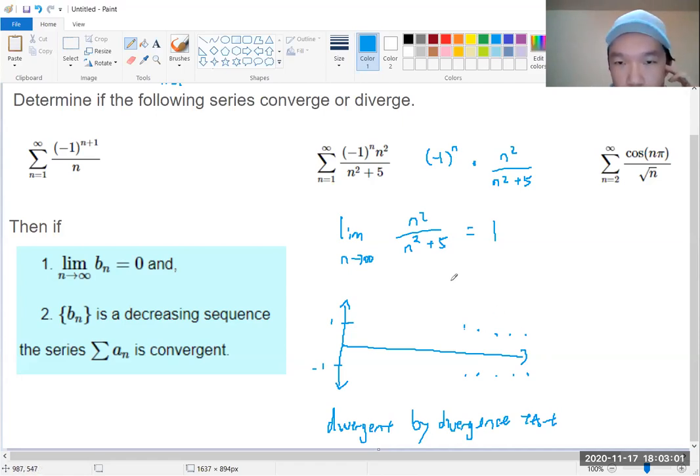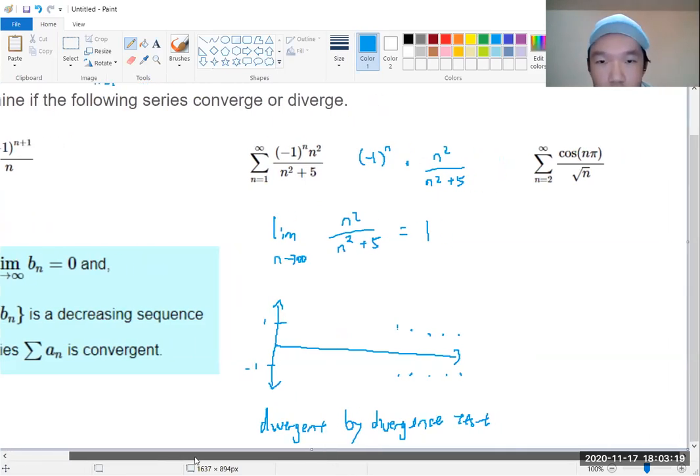All right, so just the summary of this. First we tried the alternating series test and it failed, which means we didn't know whether it converges or diverges. But then when we use the divergence test, we know that it diverges, okay?